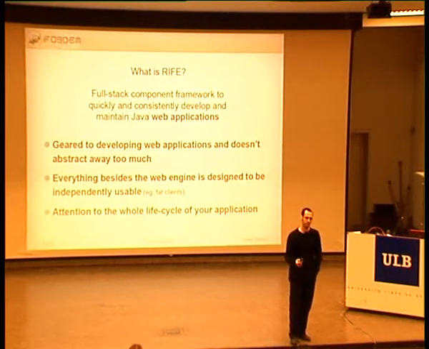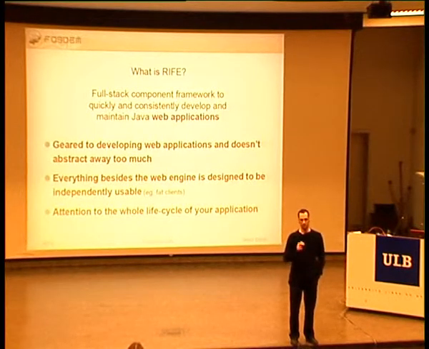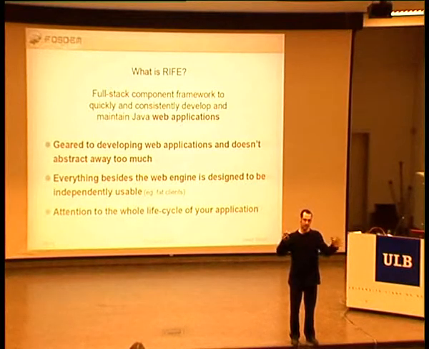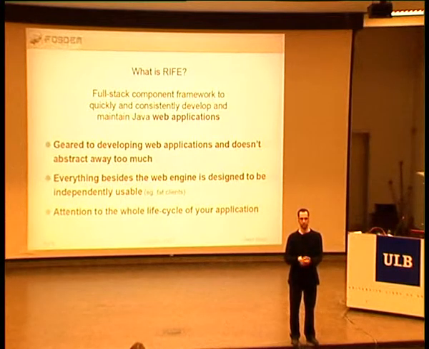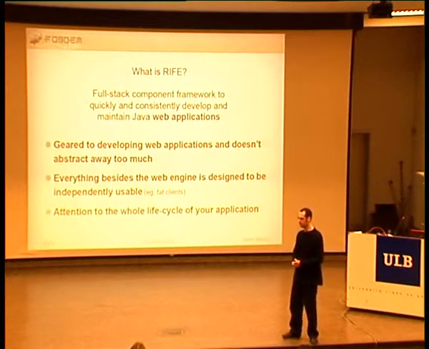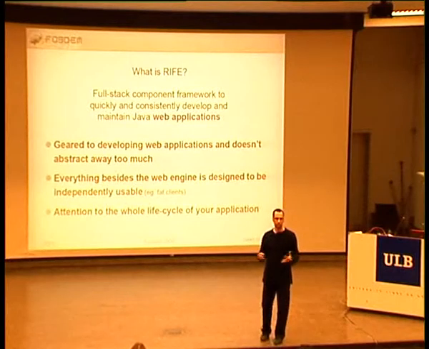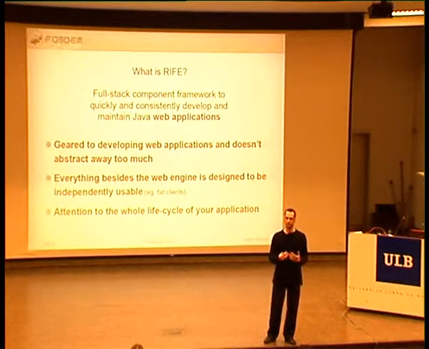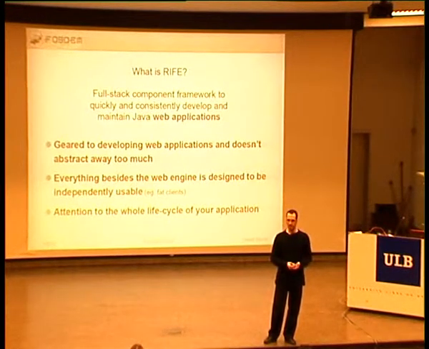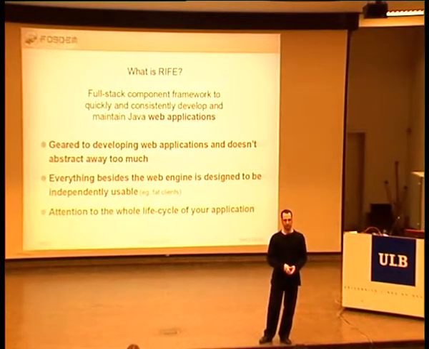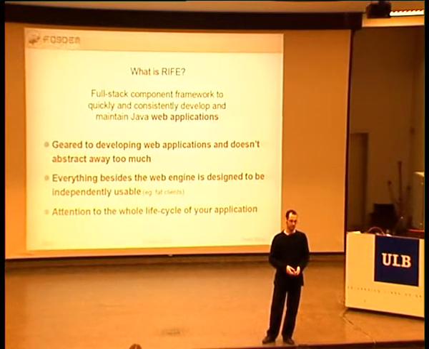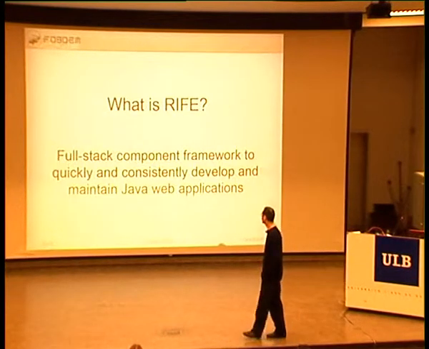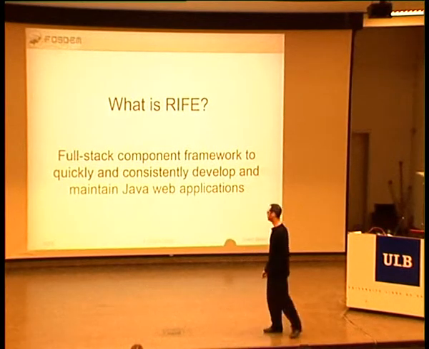And we are geared towards web applications. Now, this means that the web engine in RIFE, since it's a full stack framework, there are a lot of engines and different layers. The web engine is geared towards web applications. This means also that we haven't abstracted things too far. We still talk about cookies, and we still talk about URLs, and those things that make up a web application. But all the other layers in RIFE are actually not tied to the web tier. So that's the definition again.